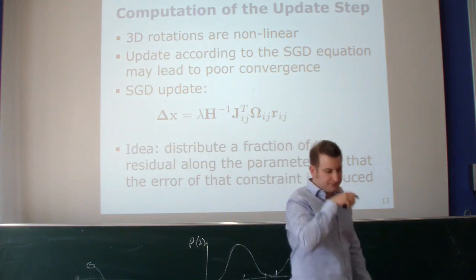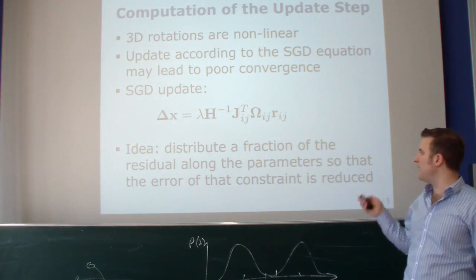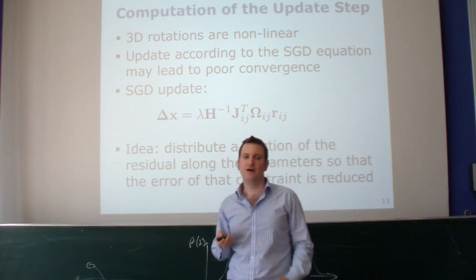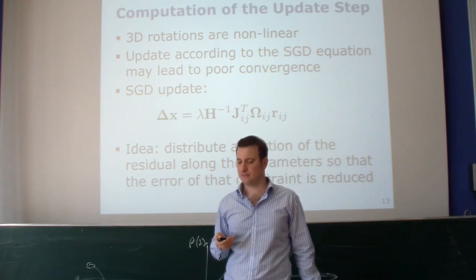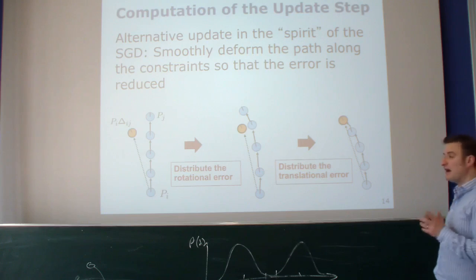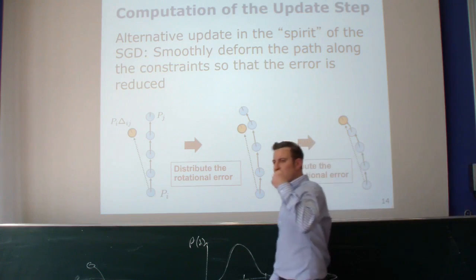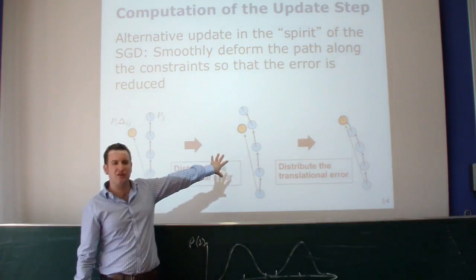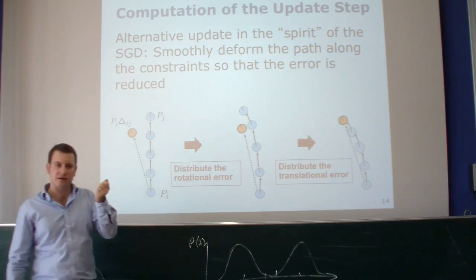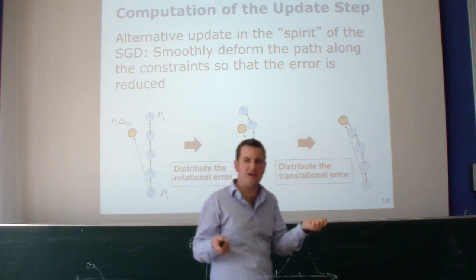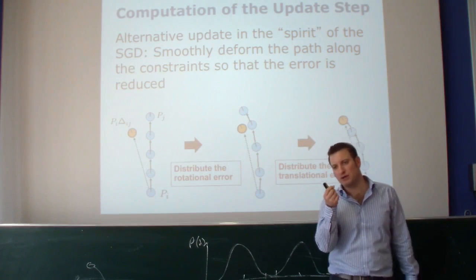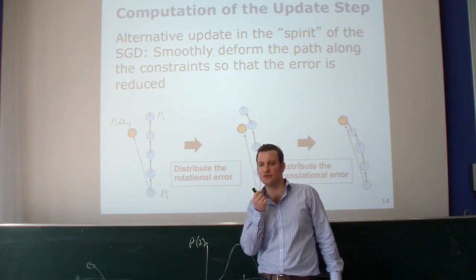The question is, can I do that better, taking into account the specific properties of the 3D rotations? That's the key idea of the next step. So I want to come up with an alternative update rule, which doesn't use exactly the math of stochastic gradient descent, but works in the same spirit, and especially takes into account that we have 3D rotations and uses better knowledge on how to deal with these 3D rotations.